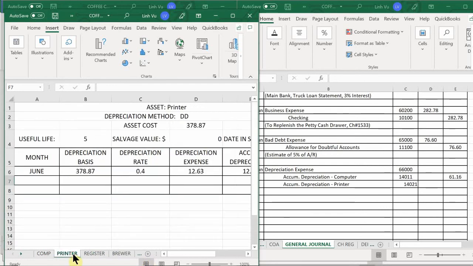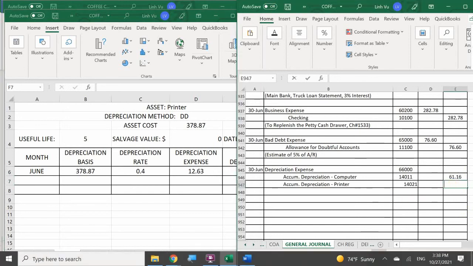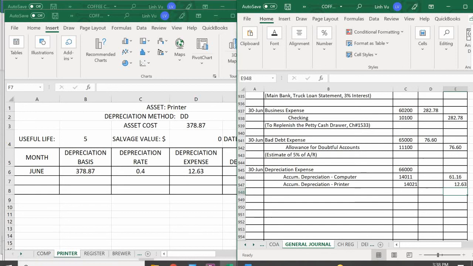How much is the printer? The printer was 378.87. Oh no, that's the grinder. It's 1263. This is the grinder. I know, I just made a mistake with the papers. That's okay, just wrote it down in the wrong place. It's 1263. Okay, 1263.